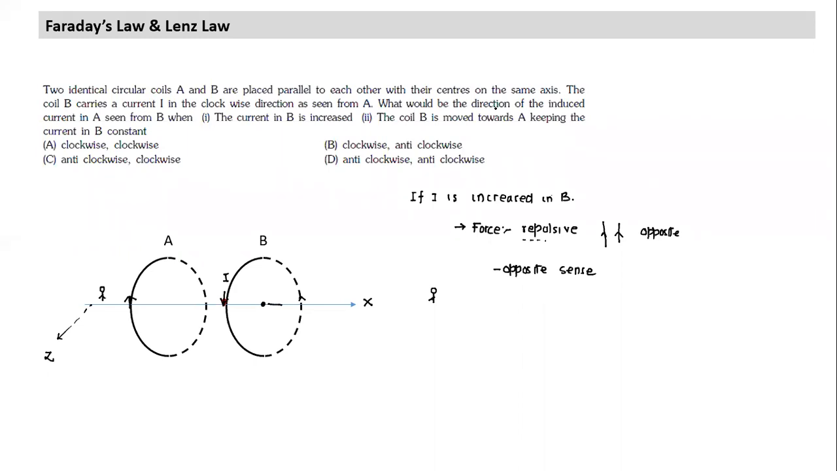Now let's look at what is being asked: the direction of induced current in A as seen from B. If I observe from here, how would the current look? Suppose some observer is standing here. First of all, the direction in B as seen from A was clockwise. As seen from here, the direction of current in B is anti-clockwise and the direction in A is clockwise. So if I observe from here, the direction of current in loop A will be clockwise.